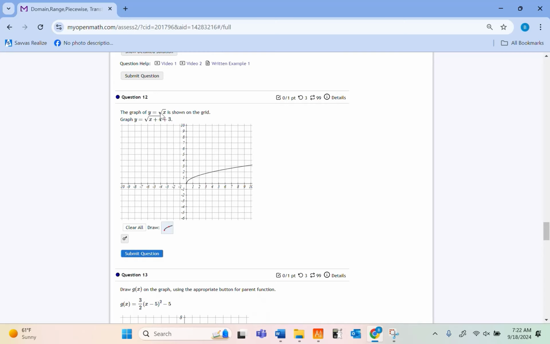Graph the square root of x plus 4, plus 3. This would be a left 4, up 3. Put a point there. And the initial slope is the understood 1 in front. So rise 1, run 1. Pretty easy, right?